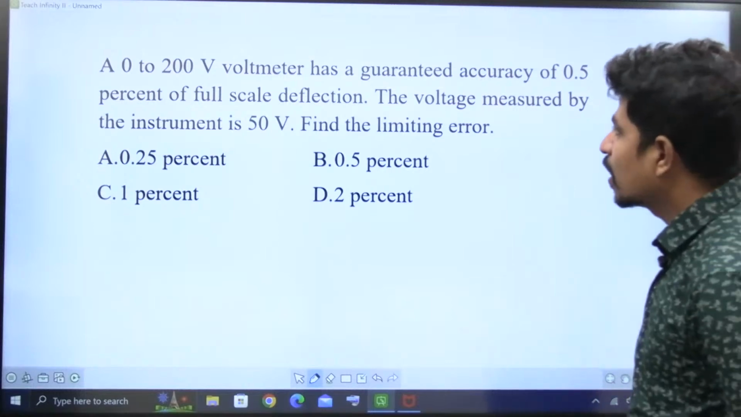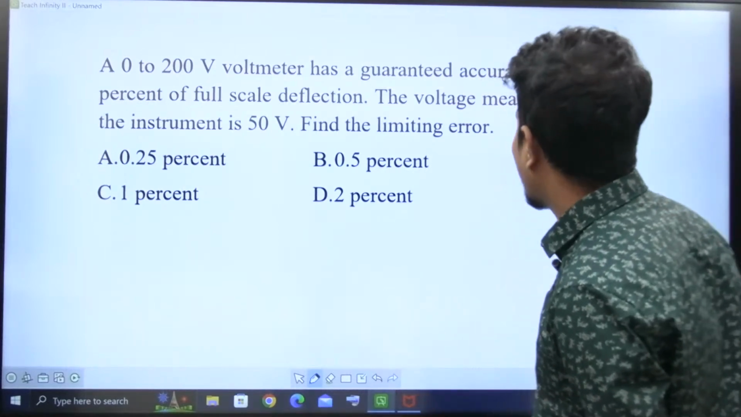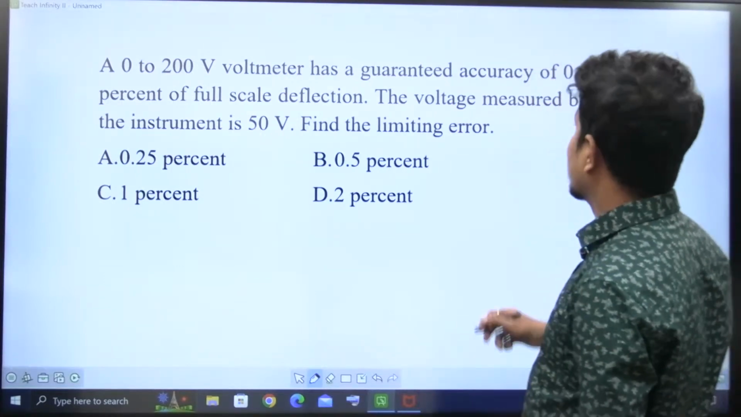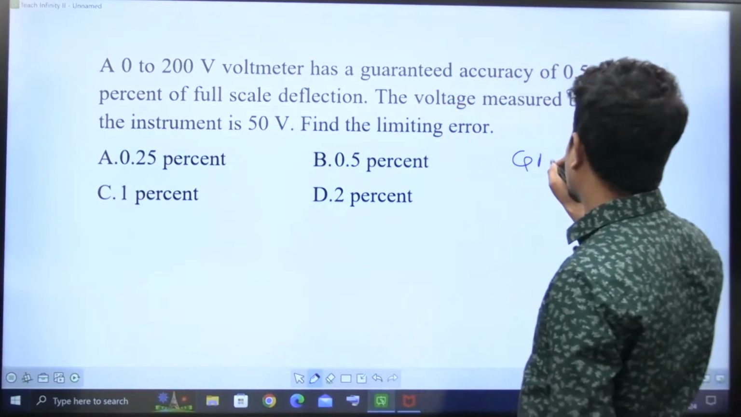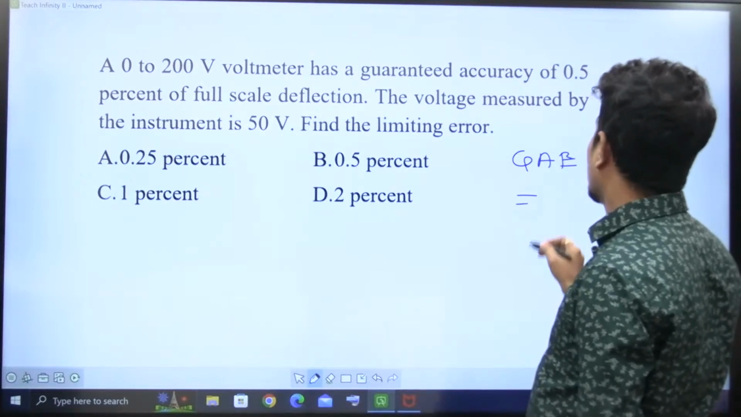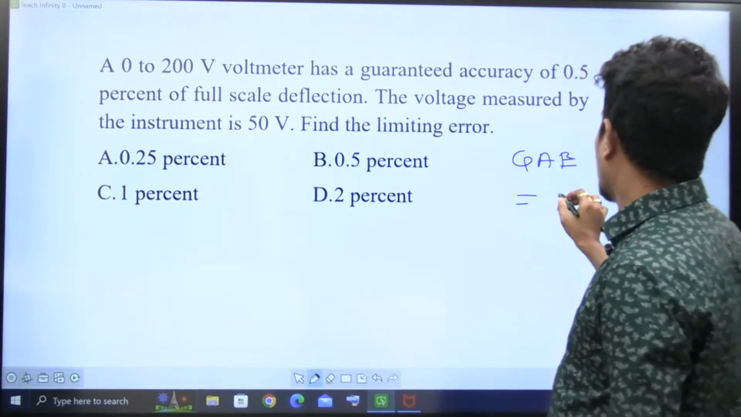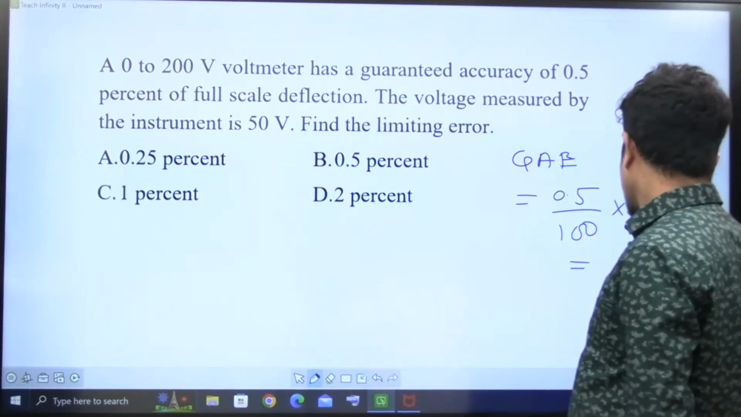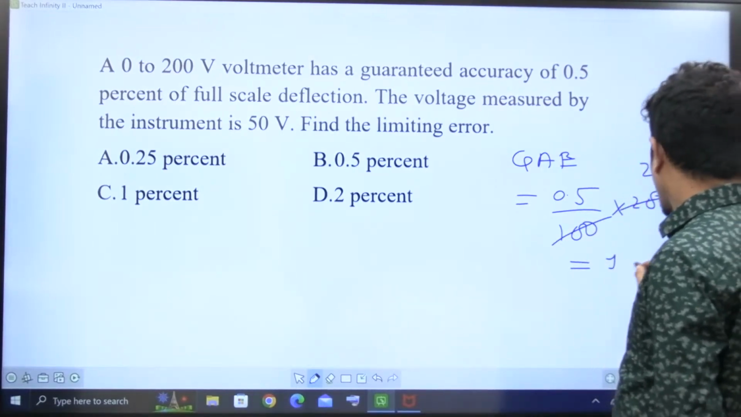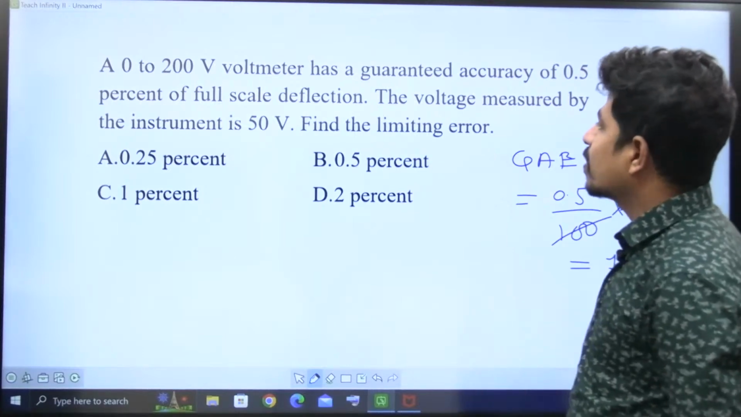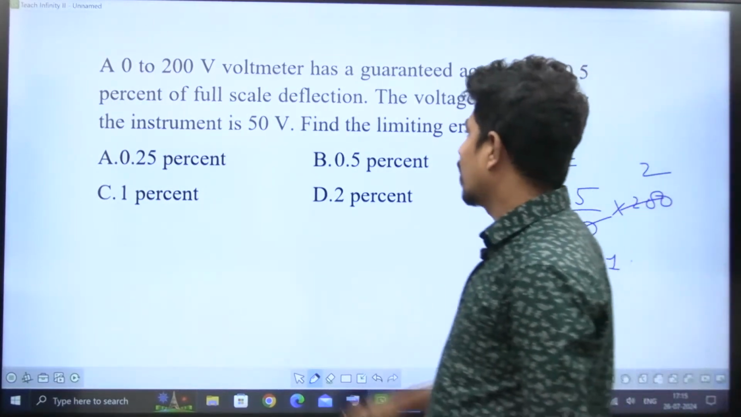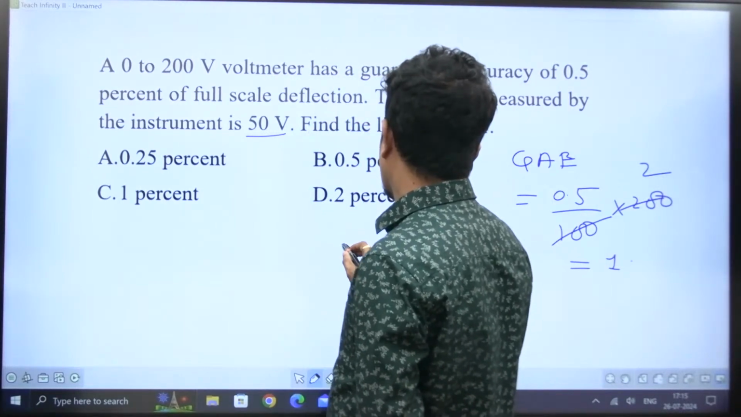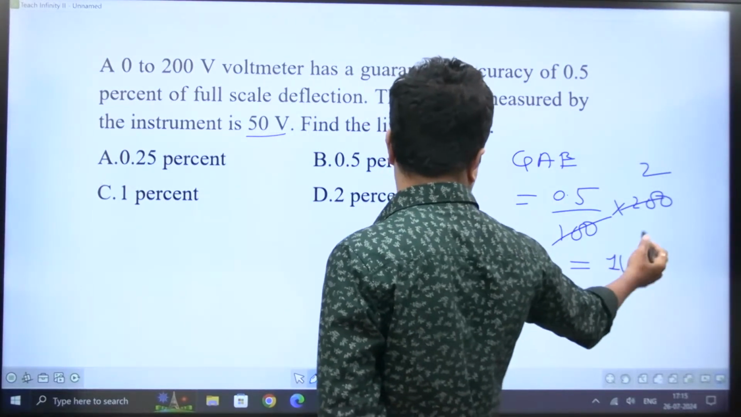Next. A 0 to 200 volts voltmeter has a guaranteed accuracy error of 0.5% of full scale deflection. See, he's saying that GAE is always with respect to full scale. So 0.5%, how much is that? 0.5 by 100 into 200, so 1 volt is the error. Then the voltage measured by the instrument is 50 volts. Find the limiting error. Limiting error is always with respect to measured value. So 1 volt is the error.